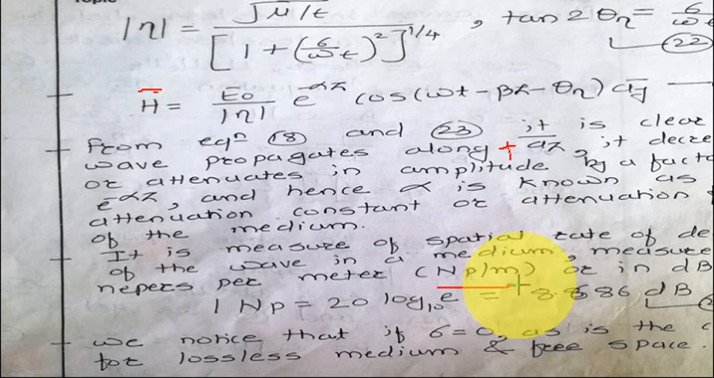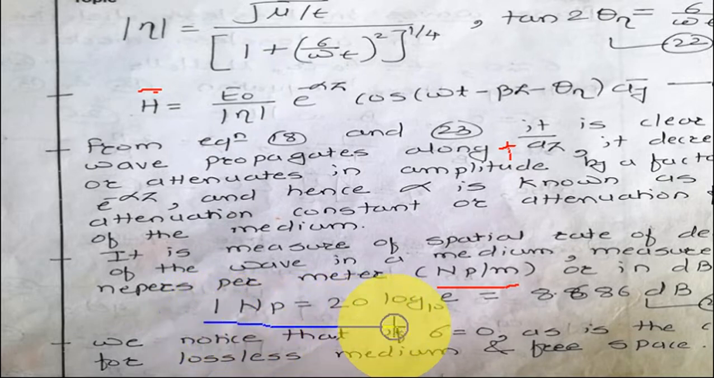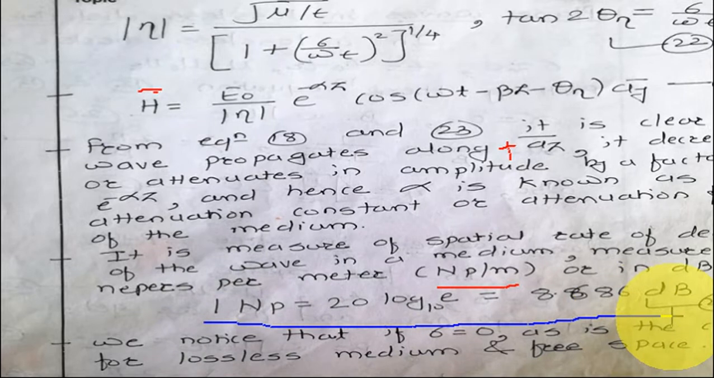What is the unit? Neper per meter, or it is calculated in decibels, and 1 Neper is equal to 20 log to the base 10 e. If we calculate 1 Neper, it will come out to be 8.686 dB. So remember this conversion factor also, this is important. So 1 Neper is equal to 20 log to the base 10 e, so 1 Neper is 8.686 decibels.